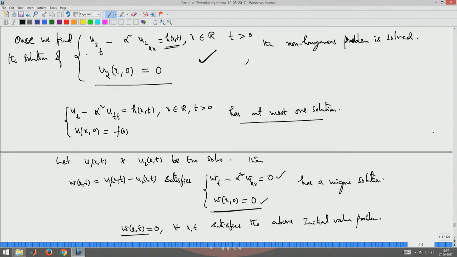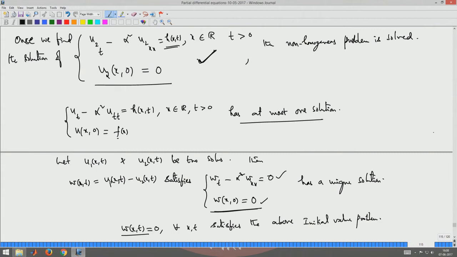So, once you get this u2, now if you take f equal to 0 here, we know that if you choose in particular f to be 0, then this problem has at most one solution. Now, if I construct one solution, that means you have the solution, so you have a unique solution. How do we do this? We try to find the solution for this u2 in a special way.